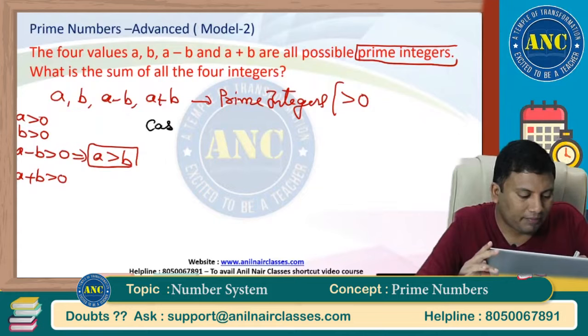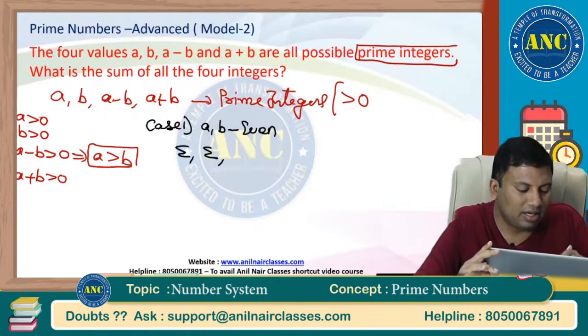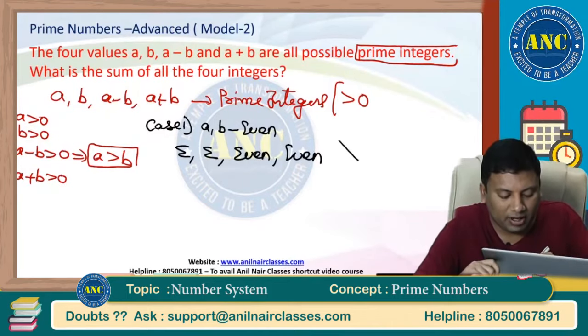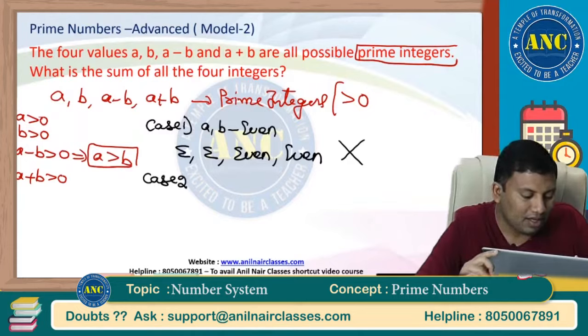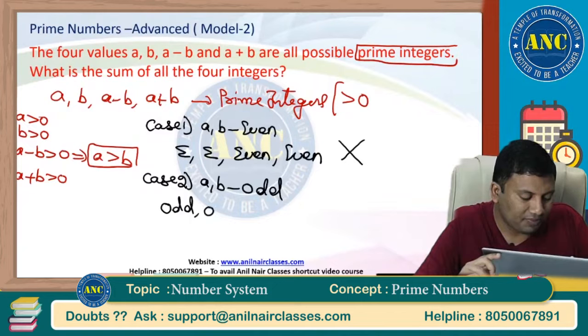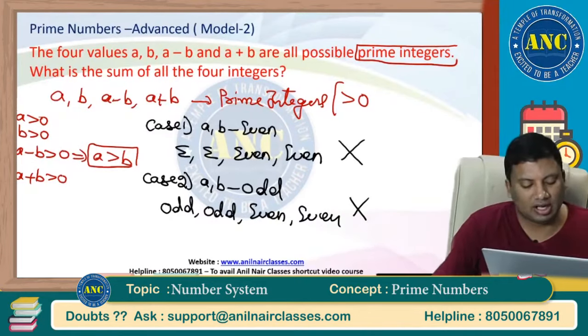Case number 1. Suppose I take A and B as even numbers. Even minus even is even, even plus even is even. There cannot be more than one even number in the set of prime integers. This is not possible, so case number 1 is out. Case number 2. A and B both are odd. Let me take both as odd numbers. Odd minus odd is even, odd plus odd is even. There cannot be 2 even numbers in the set of prime numbers.